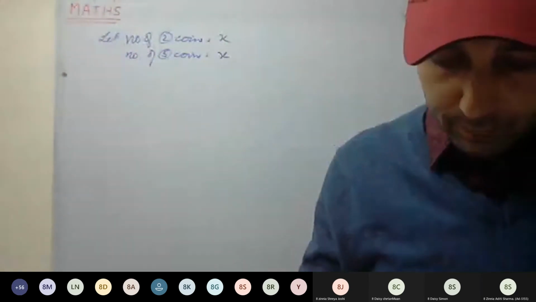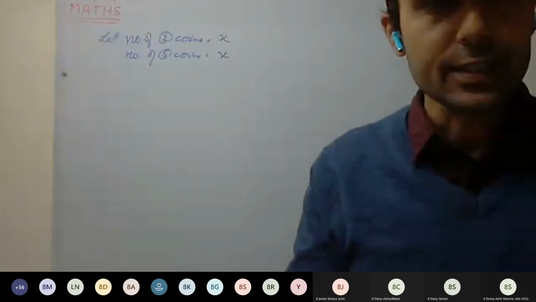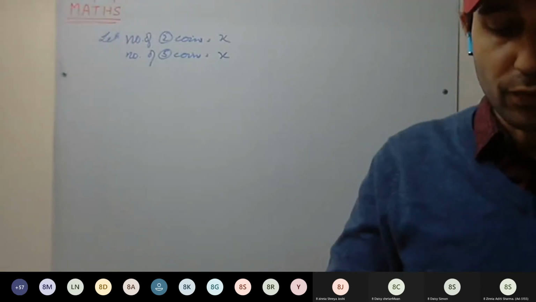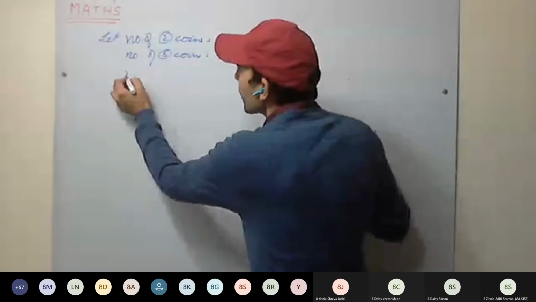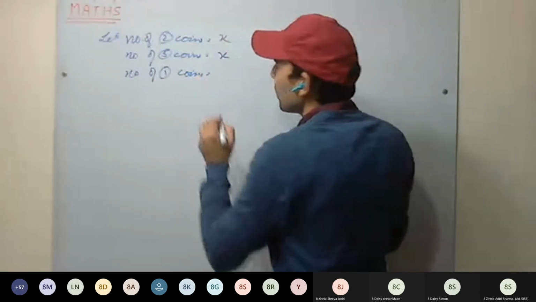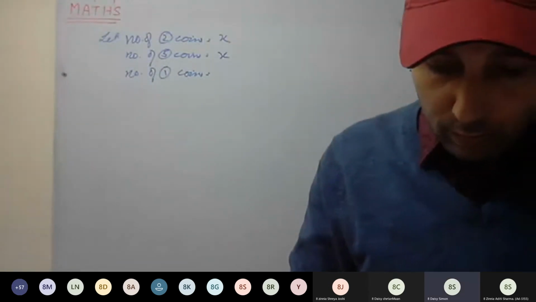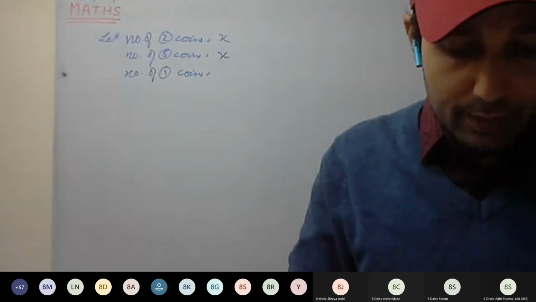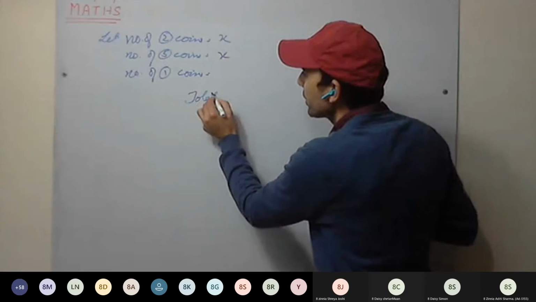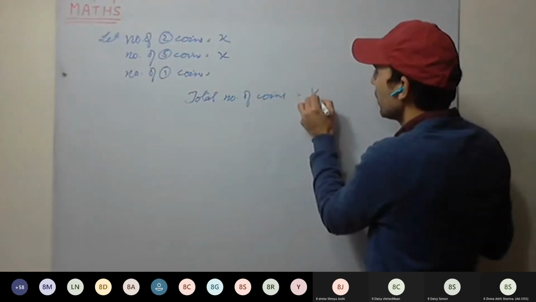Okay, now see here. He also has some 1 rupee coins. If the total number of coins is 40, we have to find the number of 1 rupee coins. So the total number of coins he is having is 40. He has 2x coins also.